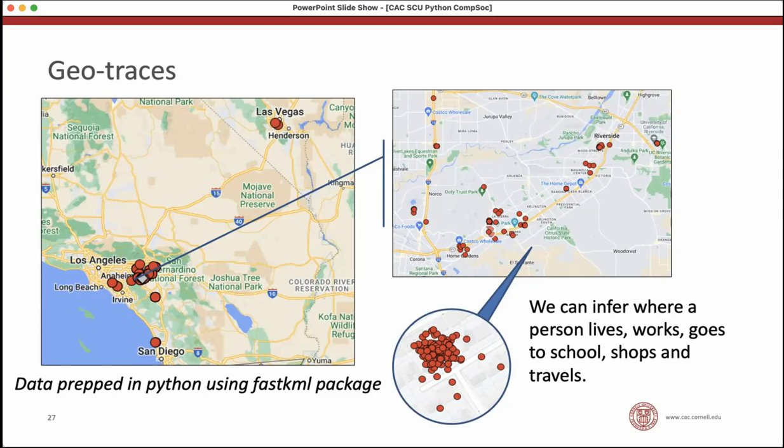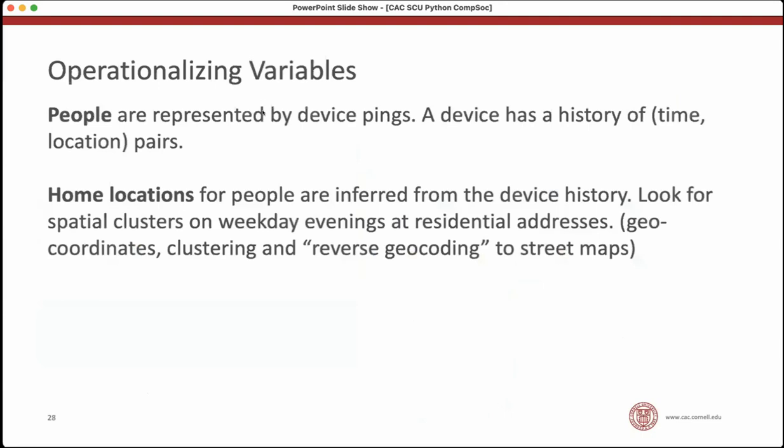This is the kind of data you get from cell phone towers or from geolocated Twitter data. Twitter may not be as available as it previously was for research. We're waiting for that all to shake out. But in this research project, they needed to operationalize some of their variables. So people, in this case, are represented by all these device pings, these point clouds. And we have a history of where the devices, their cell phones, were over time. So we have a lot of time location pairs, and we use that to represent a person moving through space and time.